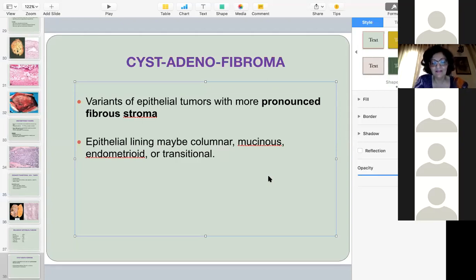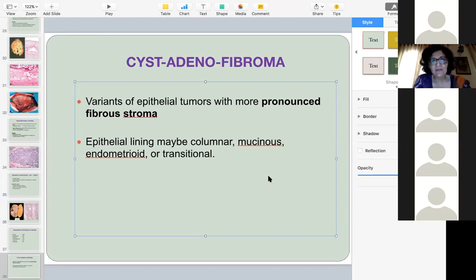So we have serous, we have mucinous, we have endometrioid, we have Brenner, we have cystadenofibroma, and we also have clear cell tumors, which are high grade tumors. Okay, serous being the most common, both benign and malignant, and bilateral. Mucinous the next most common, but the next most common malignant one is endometrioid.